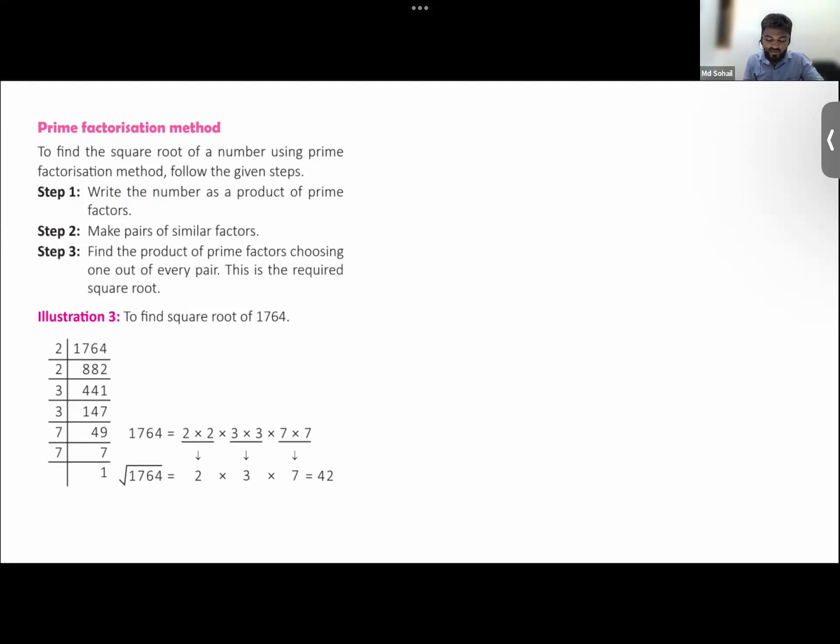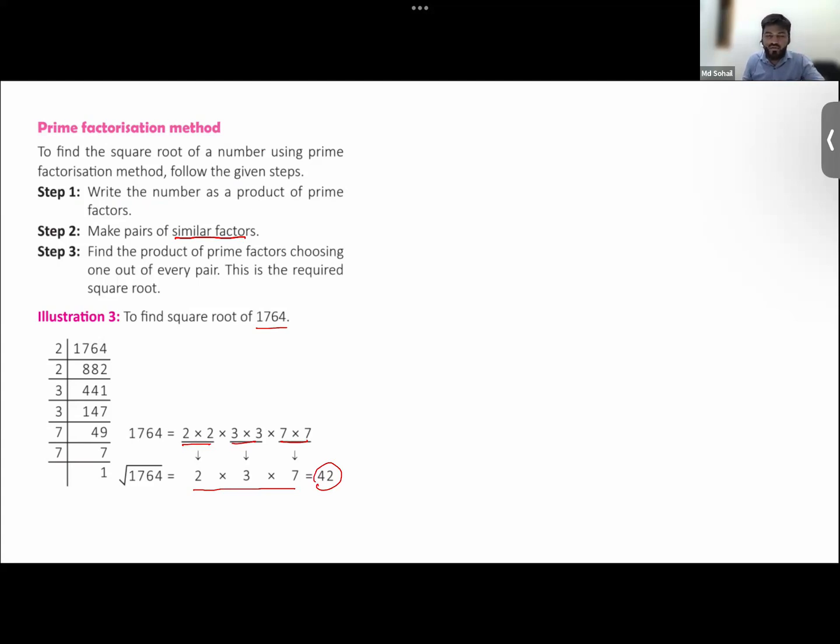Suppose you have got a number 1764. You just prime factorize this number, make pairs of similar factors like this 2, this 3, and 7, and take out one number out of every pair, and then find the product of those single numbers. You get 42. That is the square root of the number, right, guys?